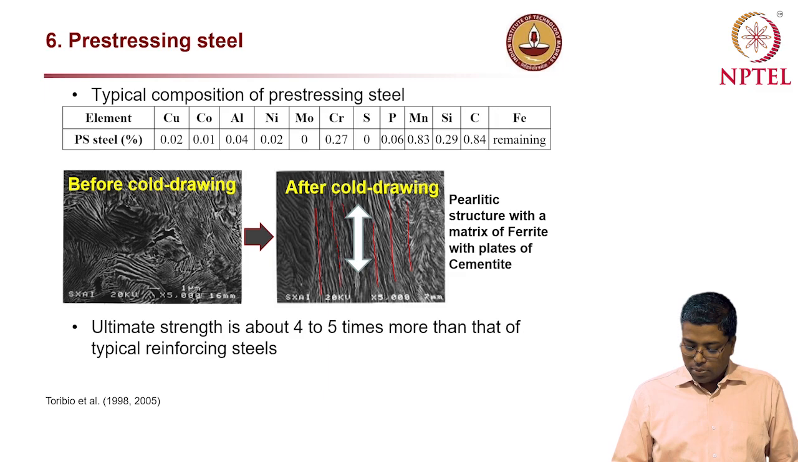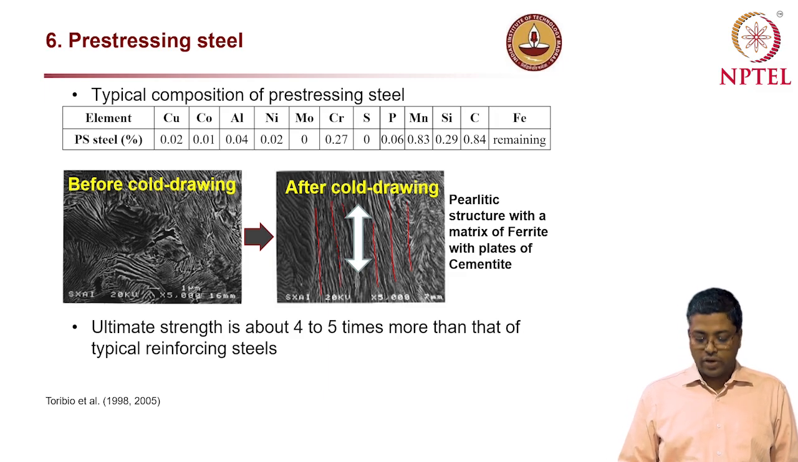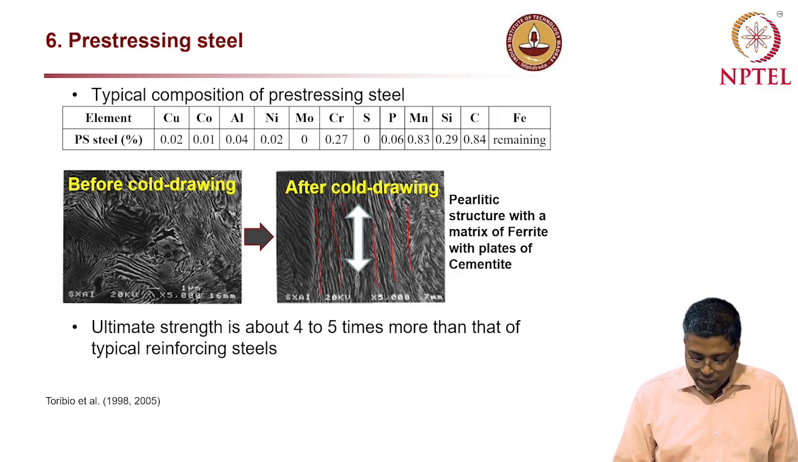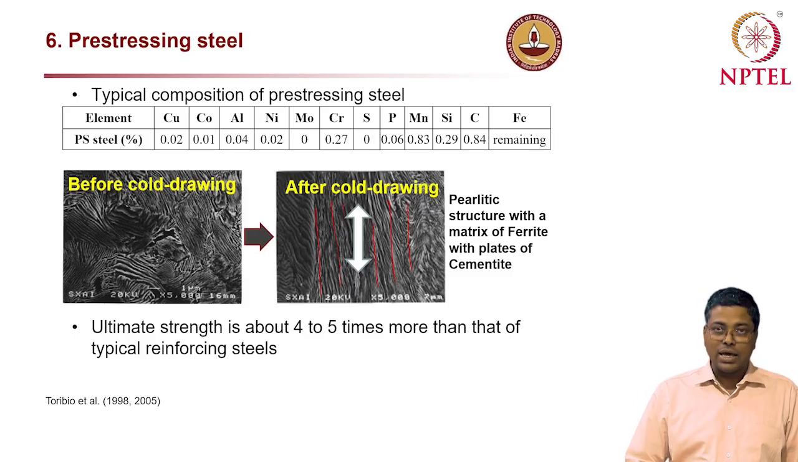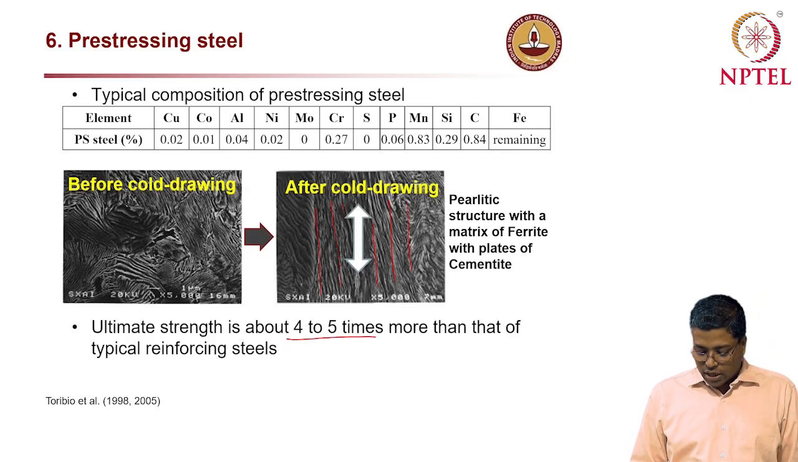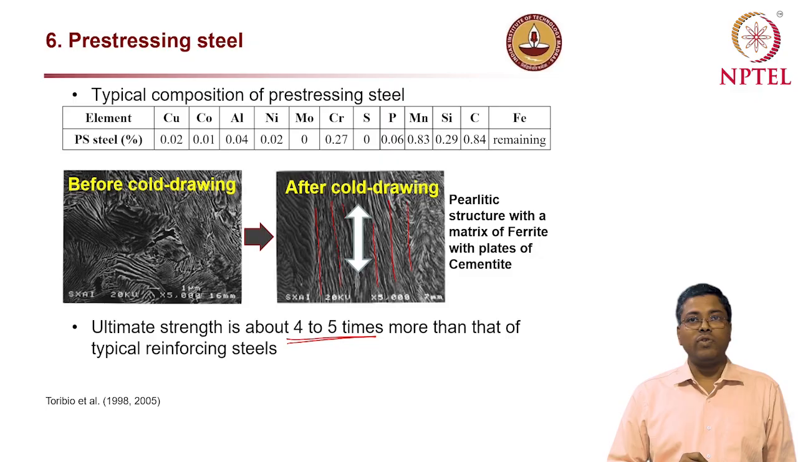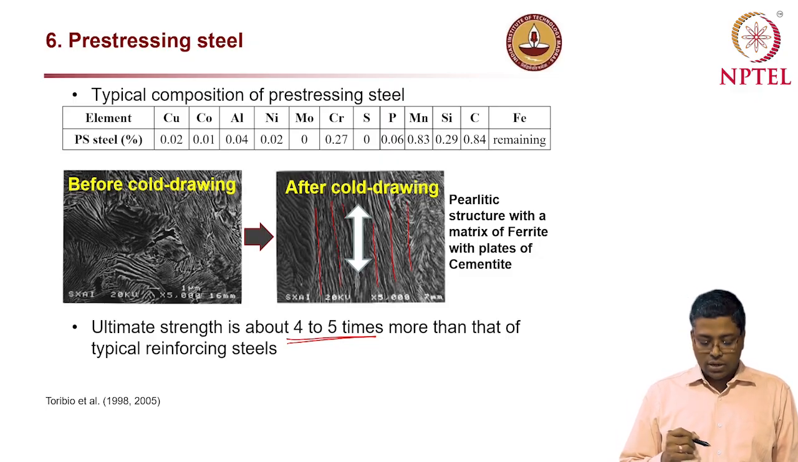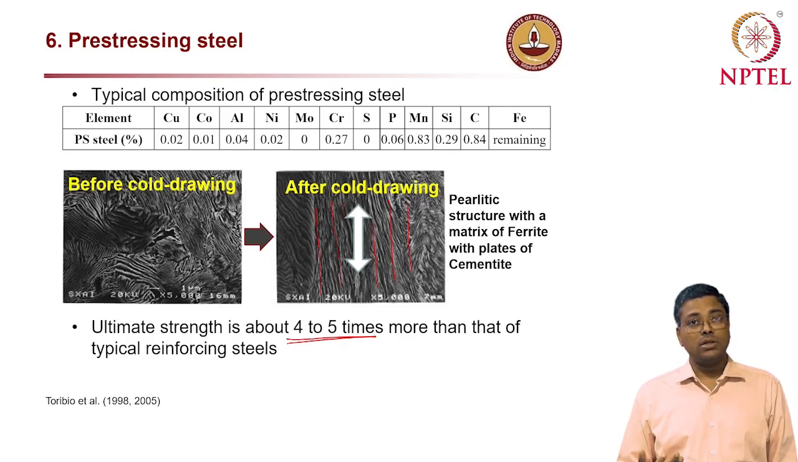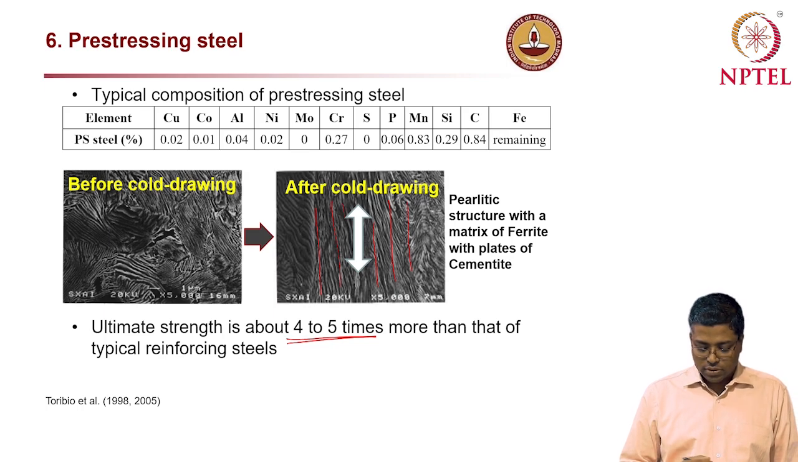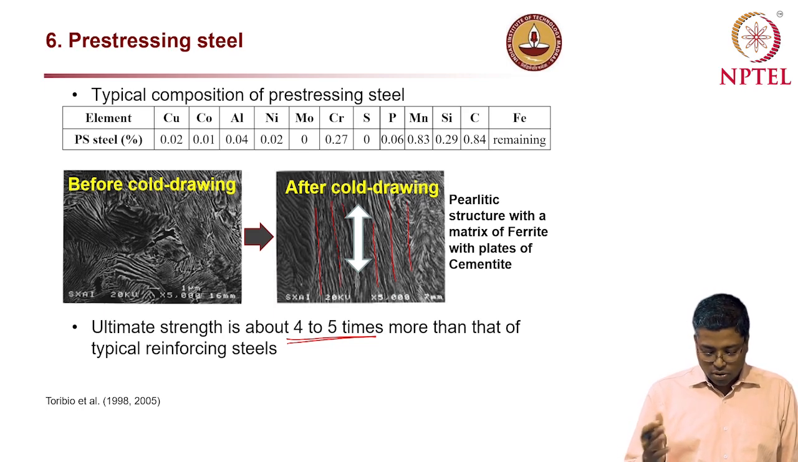So you can see a pearlitic structure with a matrix of ferrite with plates of cementite. So parallel lamellar structure you can see in this after cold drawing. So there is a rearrangement of the phases. Now ultimate strength of this type of pre-stressing steel is about 4 to 5 times more than that of typical reinforcing steel. Also the yield strength is also expected to be at a similar 4 to 5 times, depending on what your base steel is.